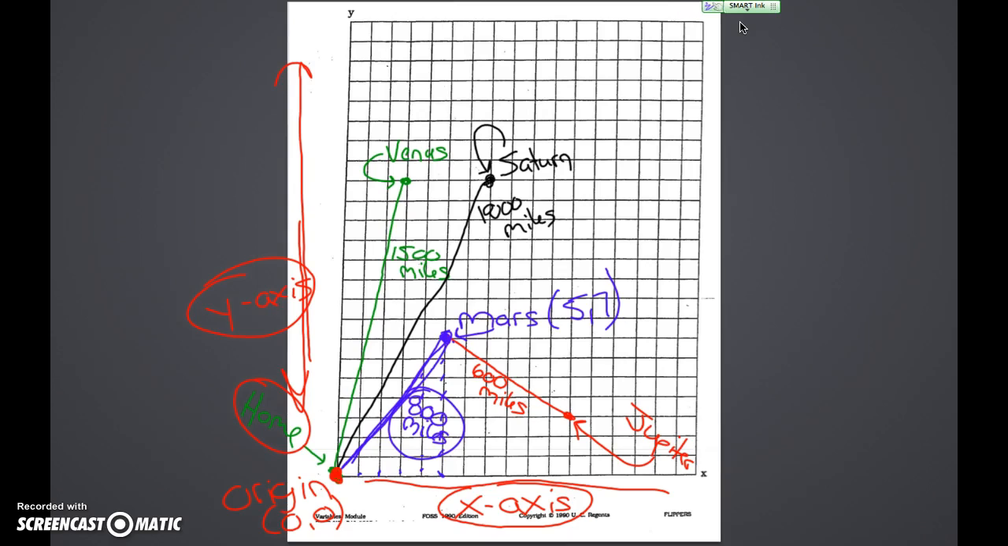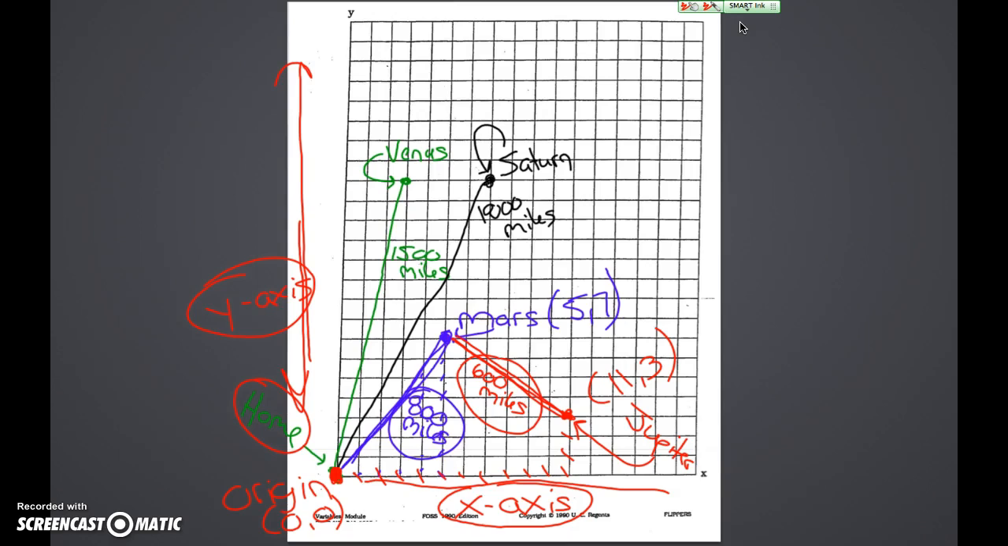Jupiter, located right here. The coordinates for Jupiter, starting at 0, 0. We go over 1, 2, 3, 4, 5, 6, 7, 8, 9, 10, 11. So our coordinate for Jupiter is over 11 and up 1, 2, 3. 11, 3. And as you can see, Jupiter is 600 miles from Mars.